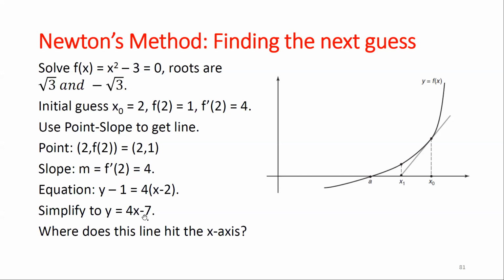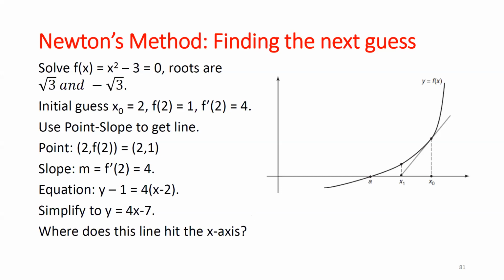So what value of x will have this hit the x-axis? If this is hitting the x-axis, what's the value of y? 0. So when does 4x minus 7 equal 0? When 4x equals 7. And when does 4x equal 7? When x times 4 is 7. And what is x equals?